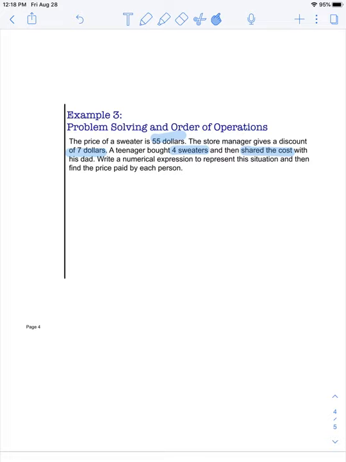All right, so the price is $55. We're going to start by writing $55. The store manager gives a discount of $7. Because it's just a dollar amount, that's the discount, we're just going to use subtraction here. So 55 minus 7. Now, before I worry about how many sweaters I bought, I should put a grouping symbol around this so that we know we have to do that first.